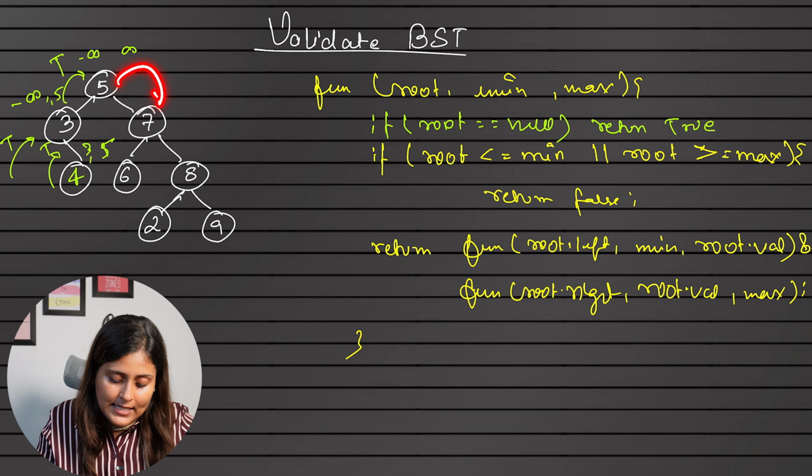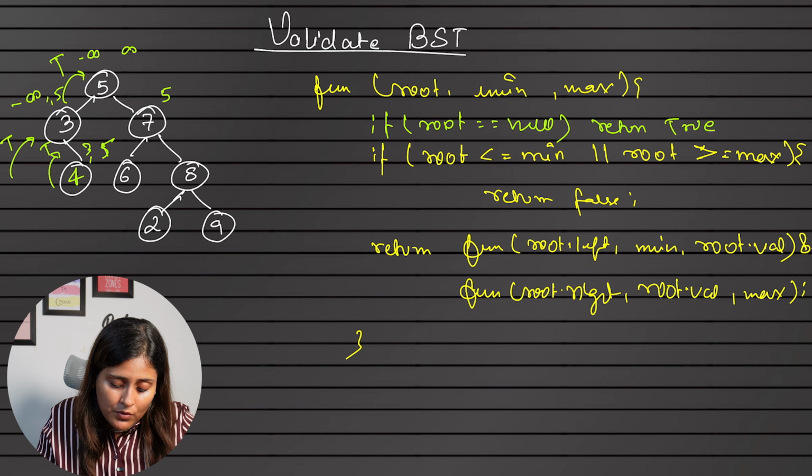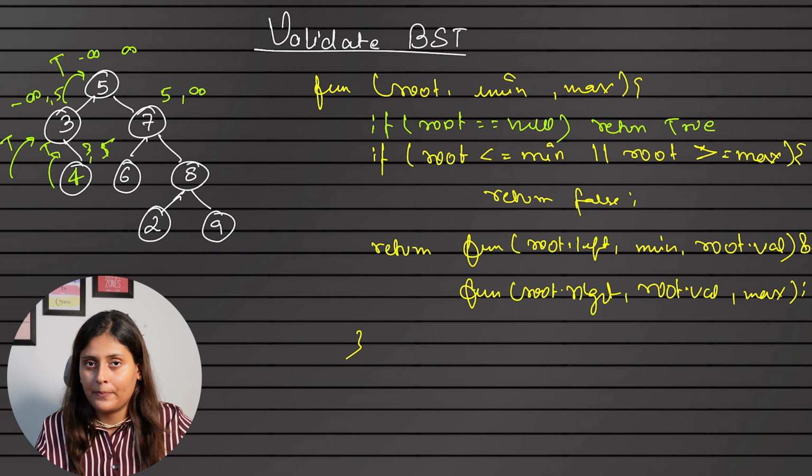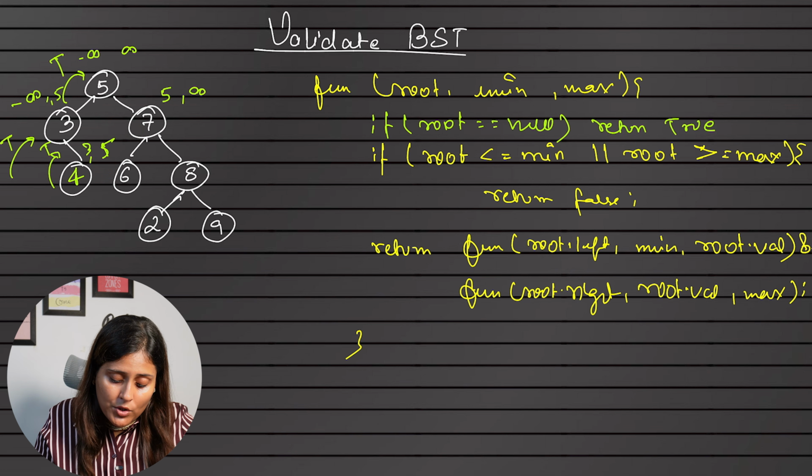Now we'll go towards right side, which is 7. When we go towards right side, which is 7, the minimum value will be 5, the maximum value will be infinity. Correct? Now 7 lies between 5 to infinite? Yes. Now we'll go towards left side, which is 6. When we are going towards the left side, the minimum will remain same, which is 5, but maximum will change, which is 7.